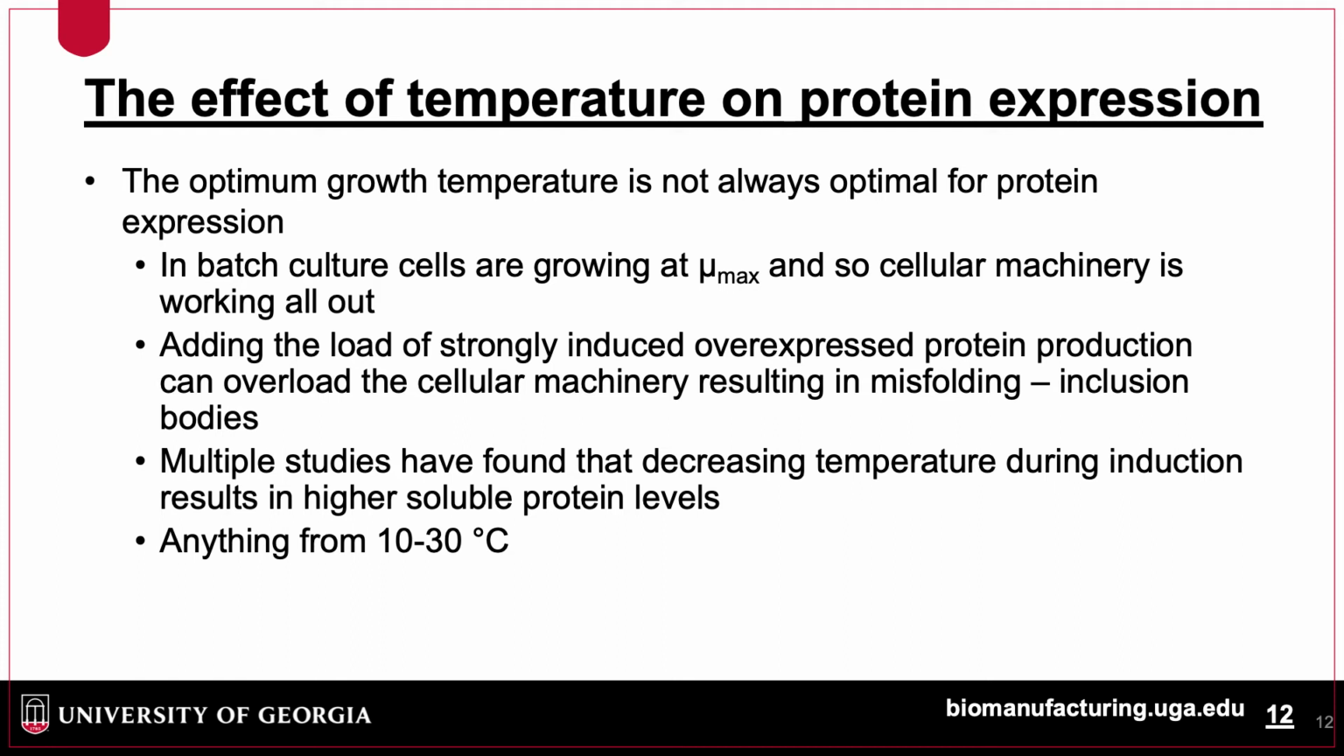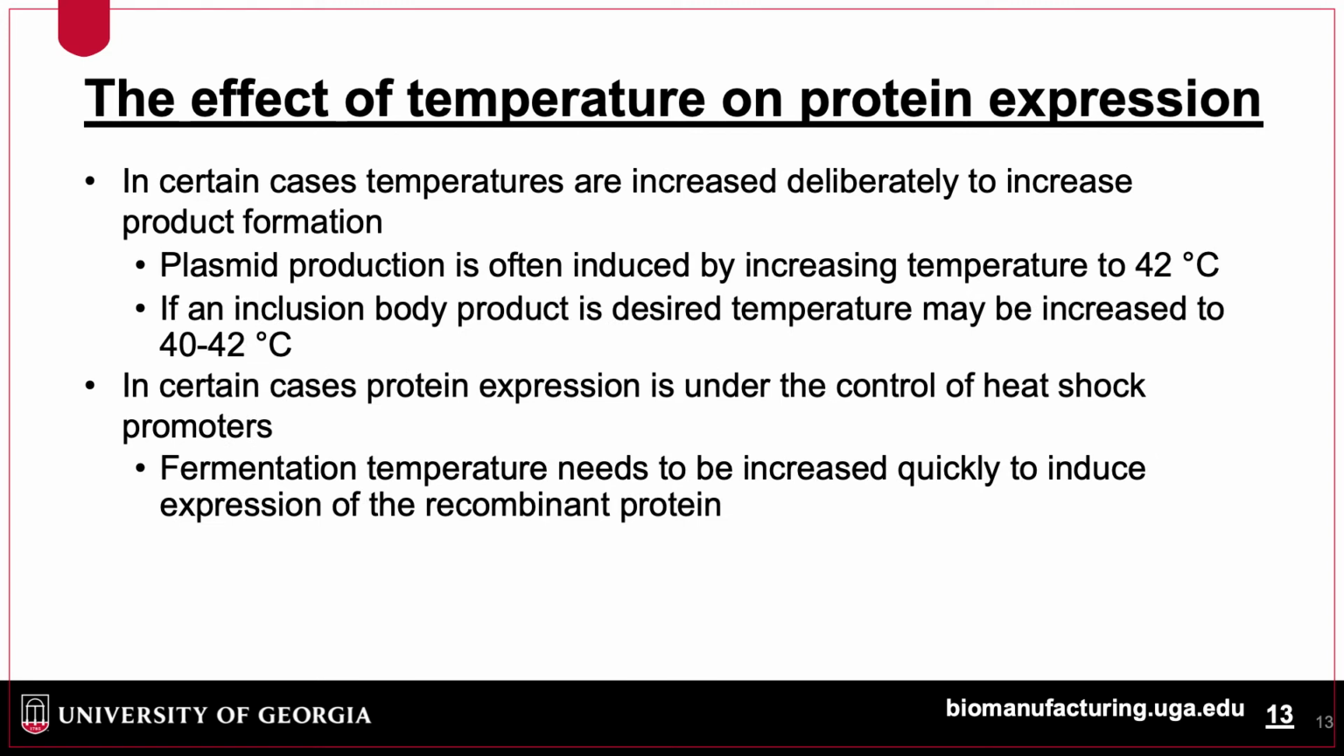For this reason, many fermentations are run at lower temperatures to achieve slower growth rates, resulting in higher product yields. Common strategies include growing cells at optimal growth temperature, then lowering the temperature to between 10 to 30 degrees Celsius after inducing expression. In some cases, it is advantageous to increase the temperature, such as in the case of plasmid production, or if expression is under the control of a heat shock promoter.